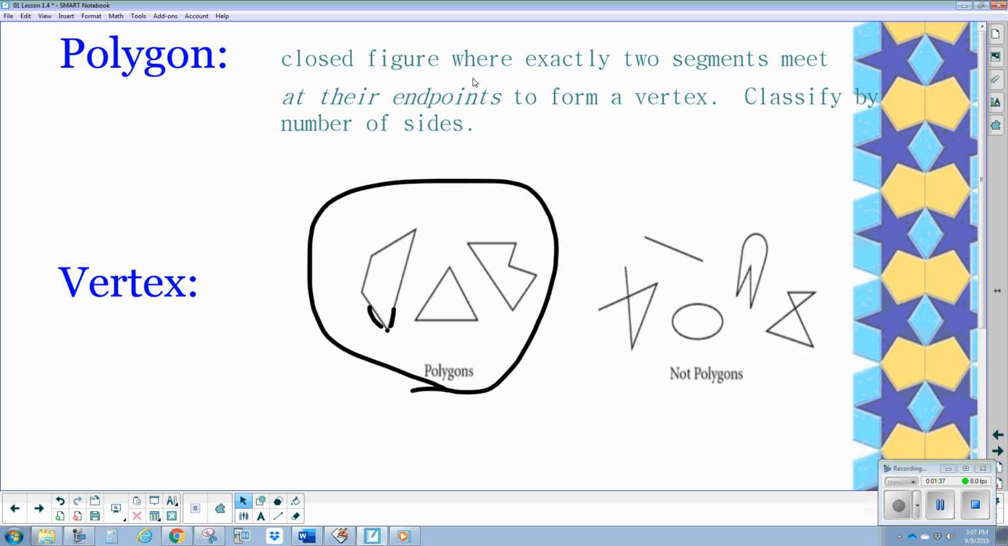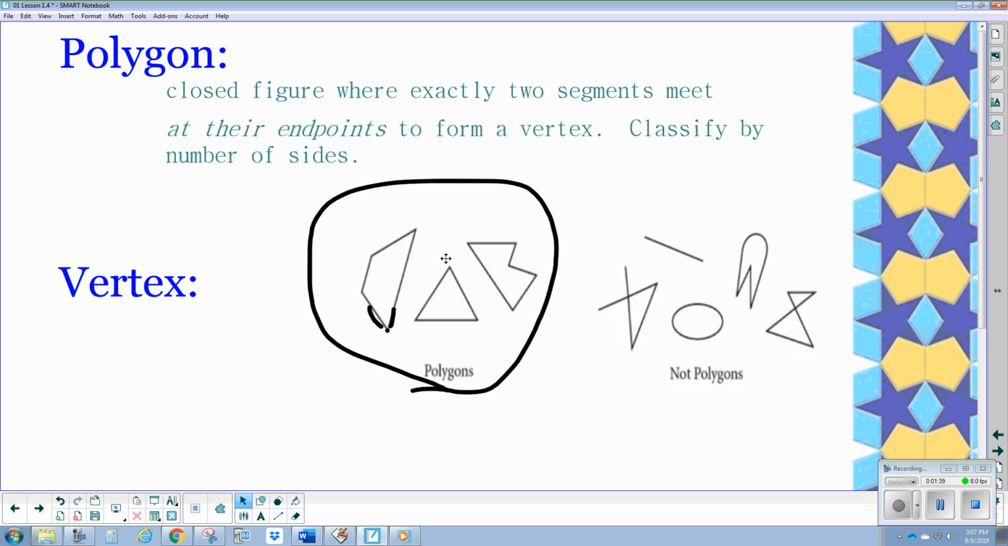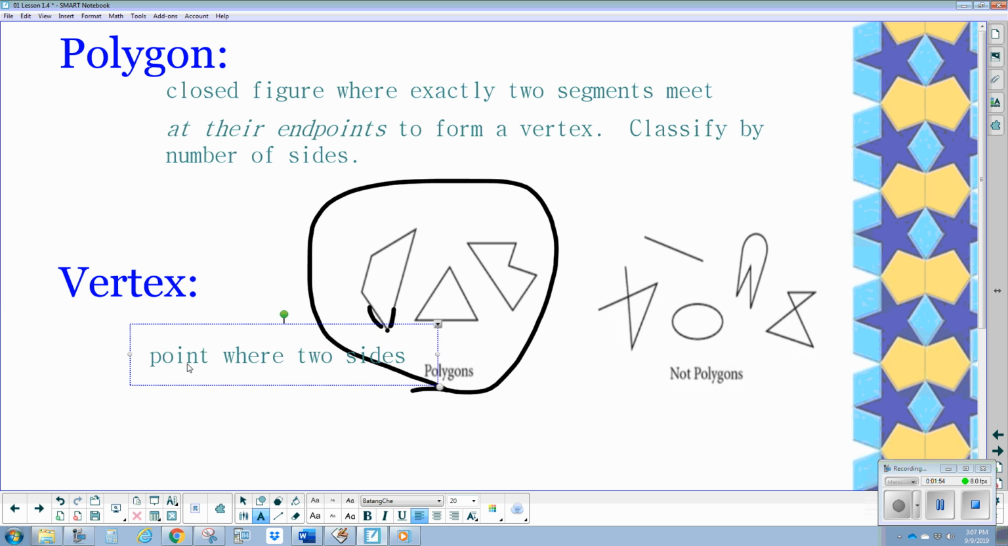So let's look at vertex. If our segments meet to form a vertex, we can define vertex as the point where two sides of a polygon meet. And again, they meet at their endpoints.